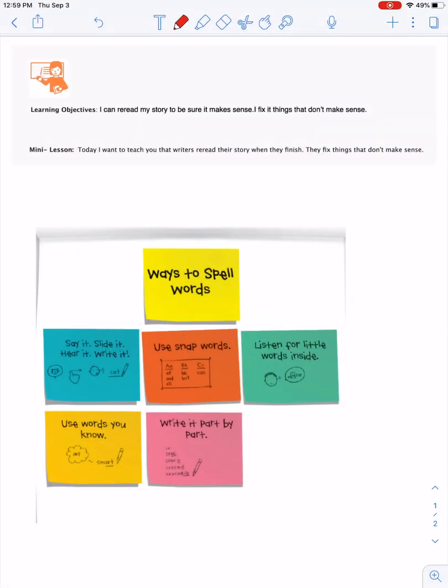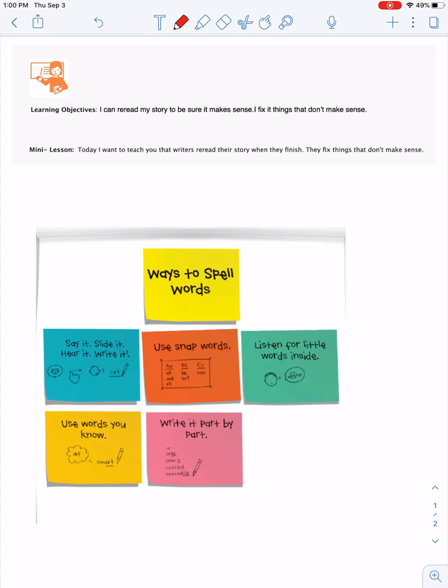Hi writers! Today I want to talk to you about the very last step that you need to do when you write a story, and that is to go back and reread your story to make sure that it makes sense. So good writers fix things that don't make sense. Today I want to teach you that writers reread their stories when they finish and they fix mistakes, things that don't make sense.